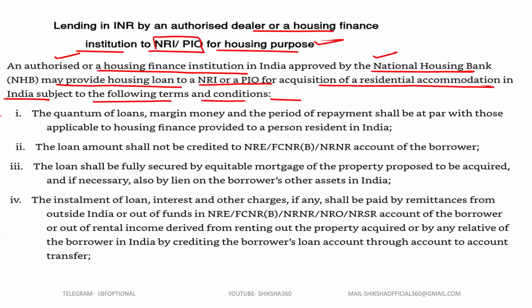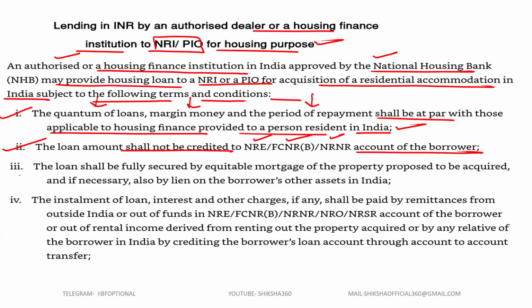First one, the quantum of the loan, that is the amount of the loan, the margin money, and the period of repayment shall be at par with those applicable to the housing finance provided to a person resident in India. Second one, the loan amount shall not be credited to the NRE, FCNRB, or NRNR account of the borrower. Third one, the loan shall be fully secured by the equitable mortgage. Clear? Very, very important in the examination.